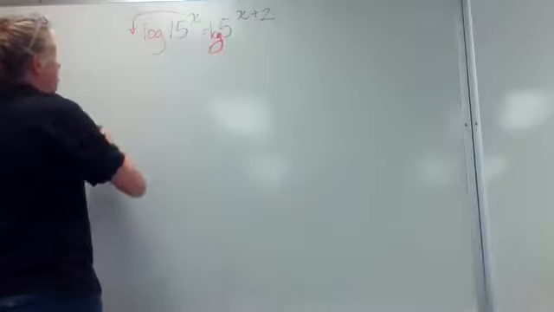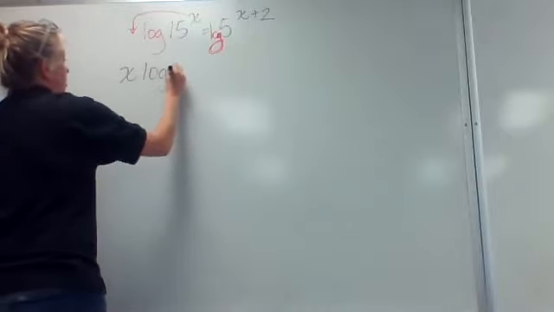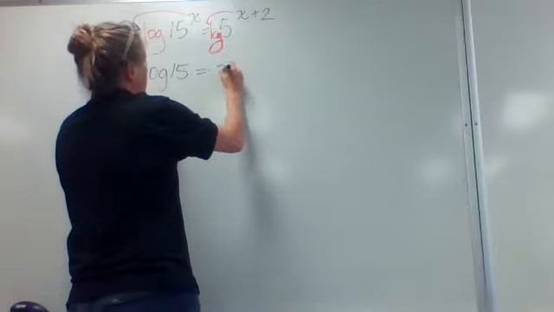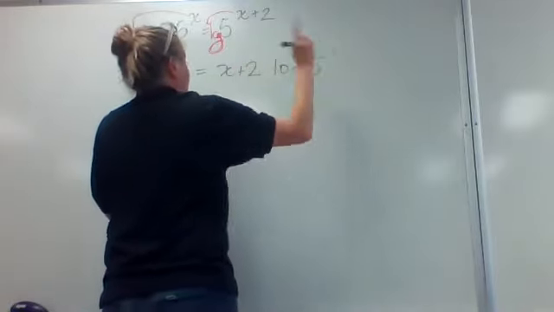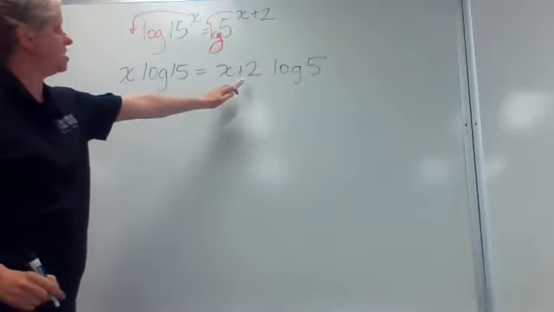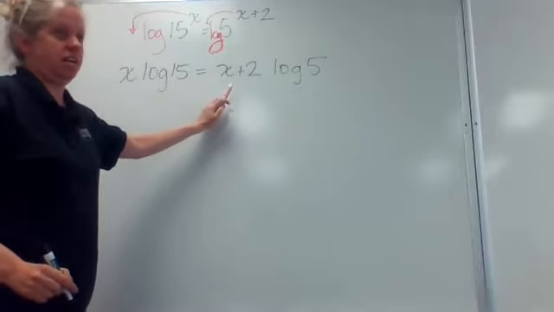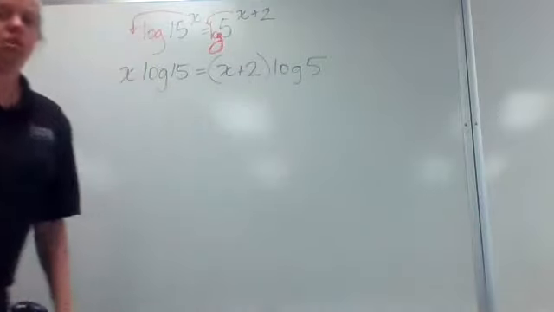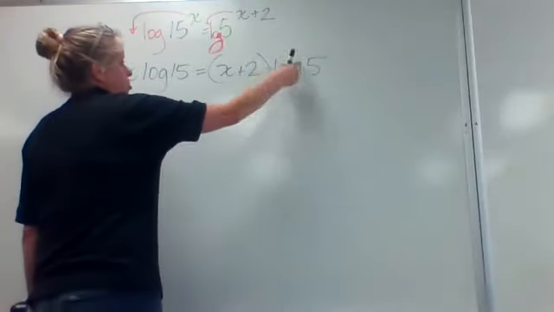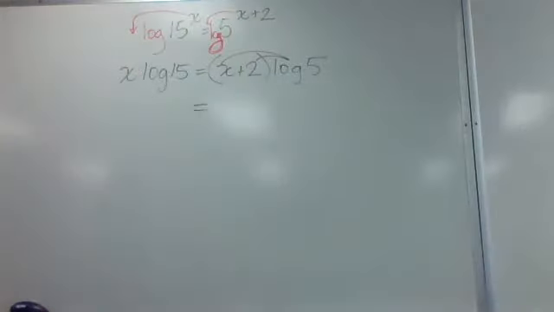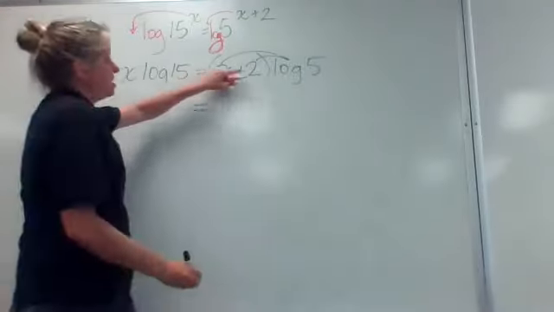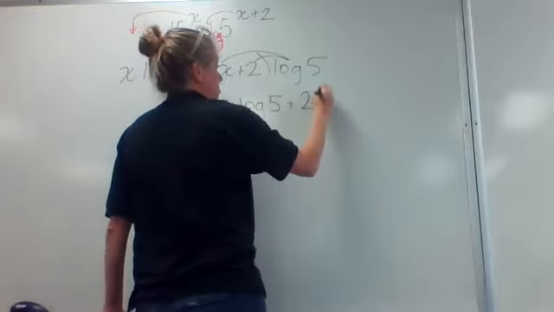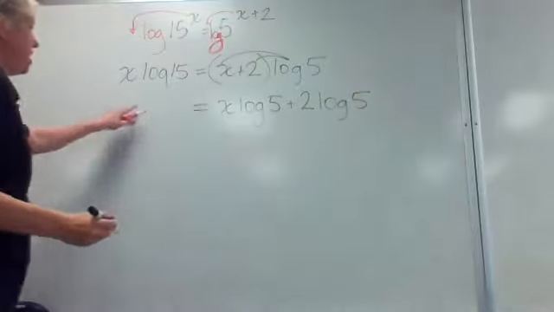On this side, I'll bring down my x. So I have x times log 15 equals, bring down the x plus 2, log 5. Now, be careful on this right side. This right here needs parentheses around it because you're not just doing 2 log 5, which is what that says. You're doing x plus 2 log 5. So I actually need to distribute this log 5 to both of those. So let's see, x times log 5 is x log 5 plus 2 times log 5 gives me 2 log 5.